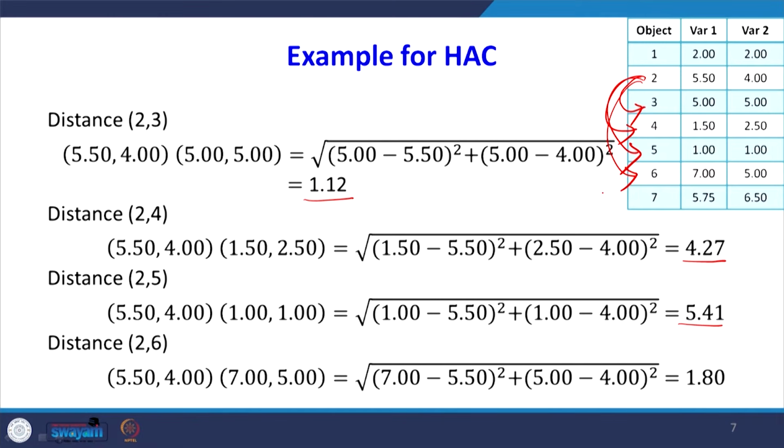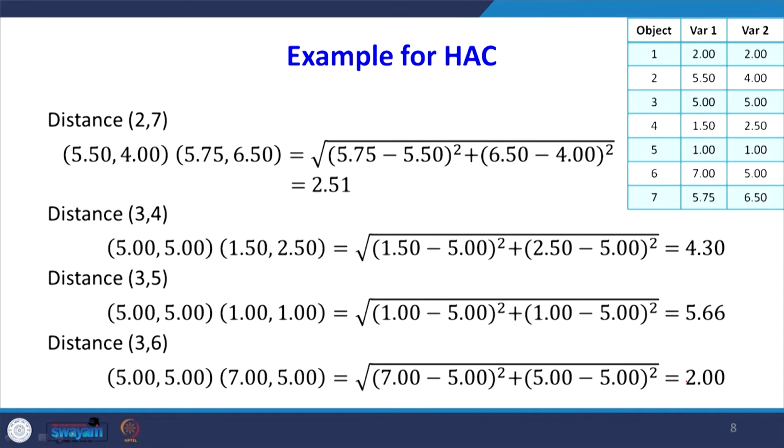So, the position of object 6 is 7 comma 5. So, the distance is (7 minus 5.5) whole square plus (5 minus 4) whole square, that is 1.81. The next one, we are going to find the distance between 2 and 7. So, the position of object 7 is 5.75 comma 6.5.